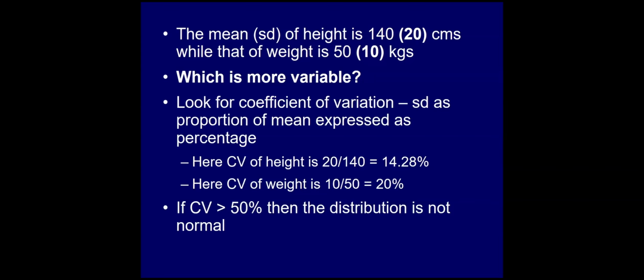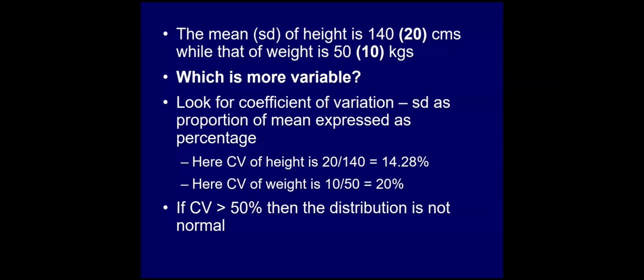How big the dispersion is is not about the absolute value. Just because height is measured with a higher value in centimeters, that doesn't mean that the 20 is more dispersed. You look into the coefficient of variation. So what is 20 out of 140? It is around 14%. Whereas in case of weight, 10 out of 50 is 20%. That means the dispersion is more in weight.